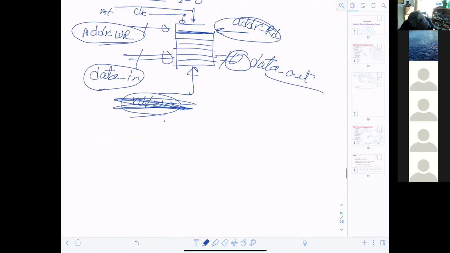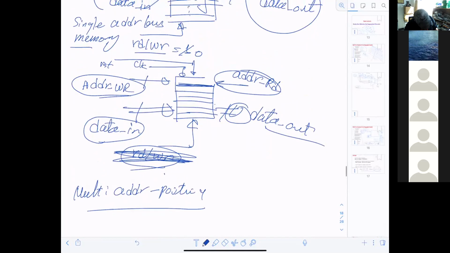That's called what? Multi address pointing. But it's still called single memory. You know why? Because there is a single input and a single output.